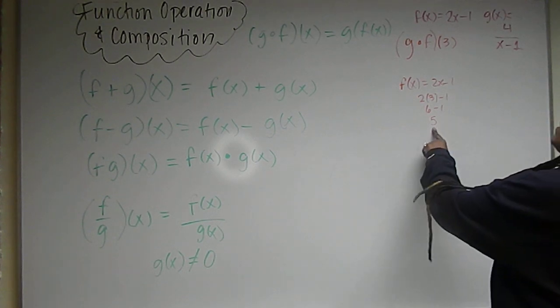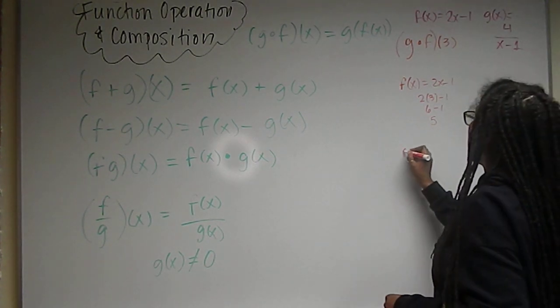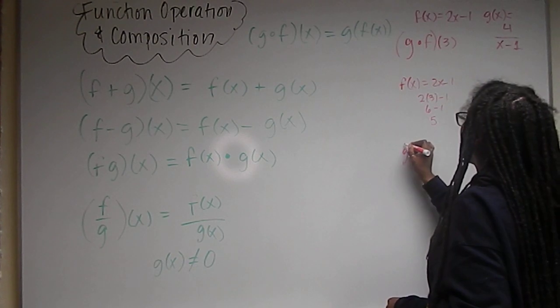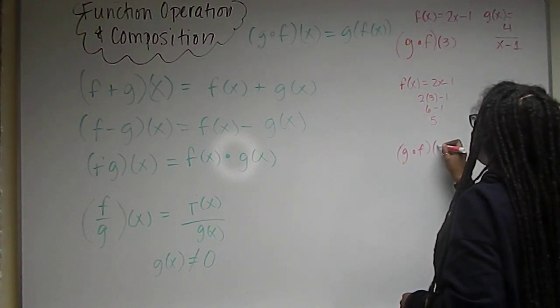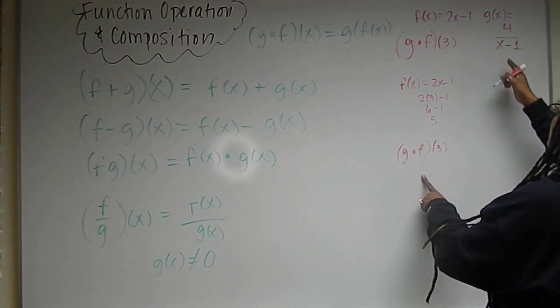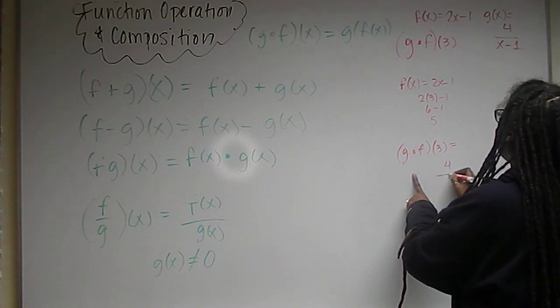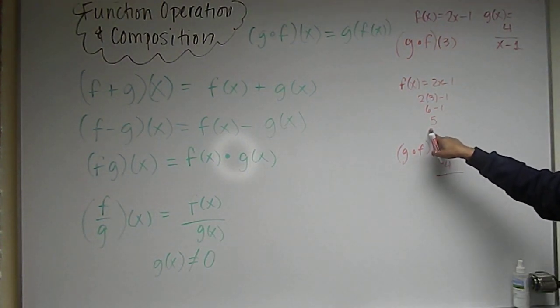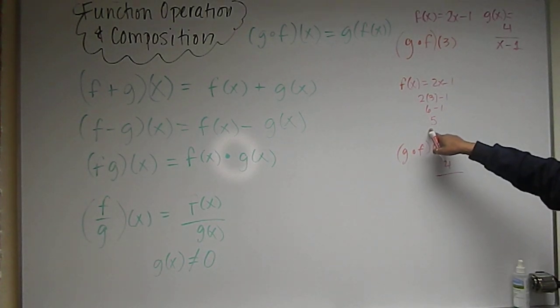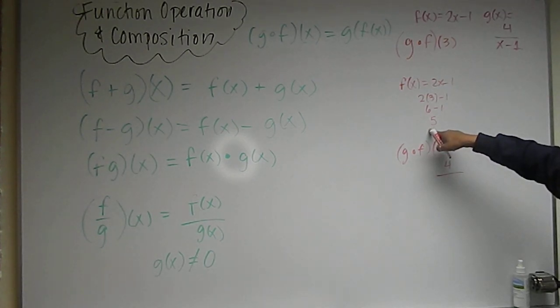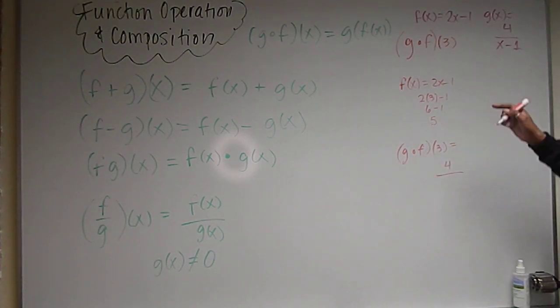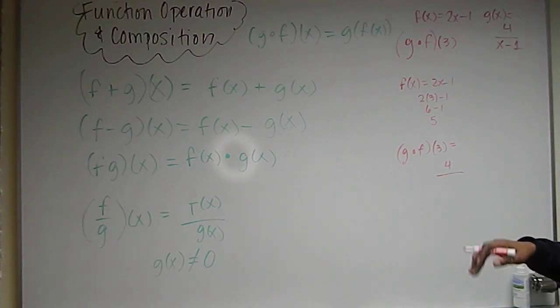Now we're going to take this 5 to do g of f of 3. So that's going to equal 4 over, but this 5, is it 5? Or did I put it in wrong? Oh, wait. Oh, no, we're right, because our 2 is positive. I thought our 2 was negative.